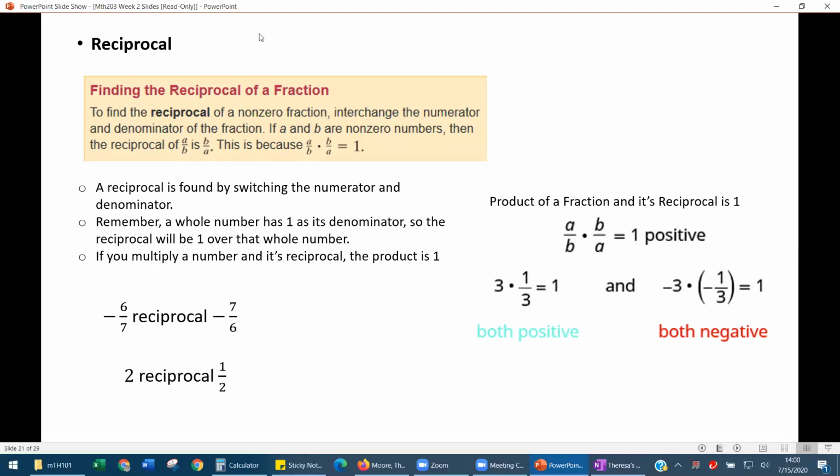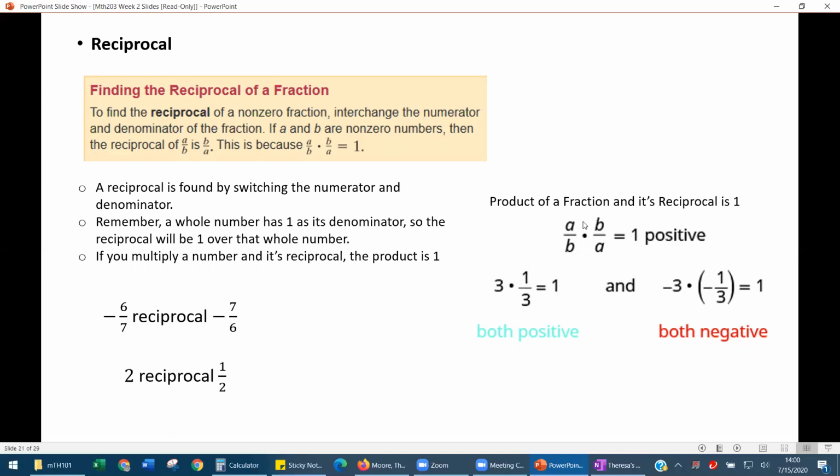Okay, so before we learn how to divide, we have to learn what the reciprocal is. If you don't already know, the reciprocal of a number is basically interchanging the numerator and the denominator. So we're going to take a fraction and flip it over. That's actually called taking the reciprocal of the fraction. So the reciprocal of -6/7 would be -7/6. The reciprocal of 2, remember this is the same as 2/1, would be 1/2.